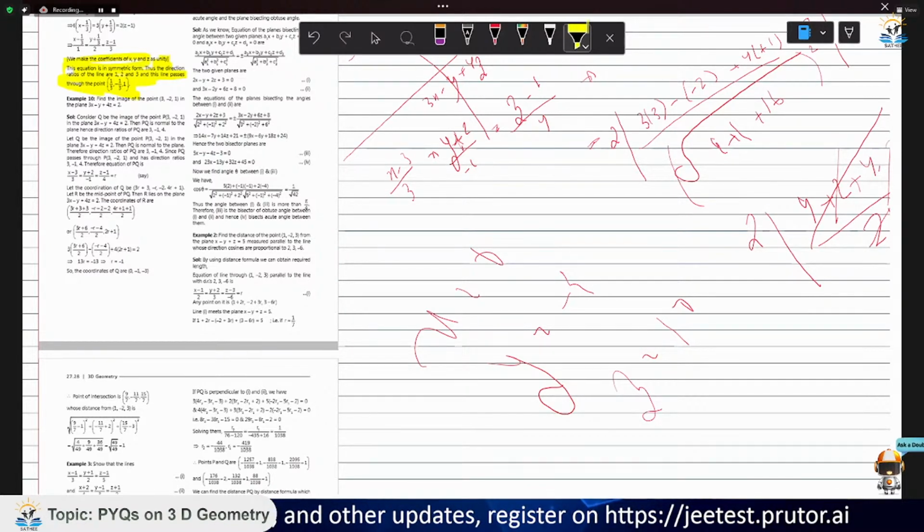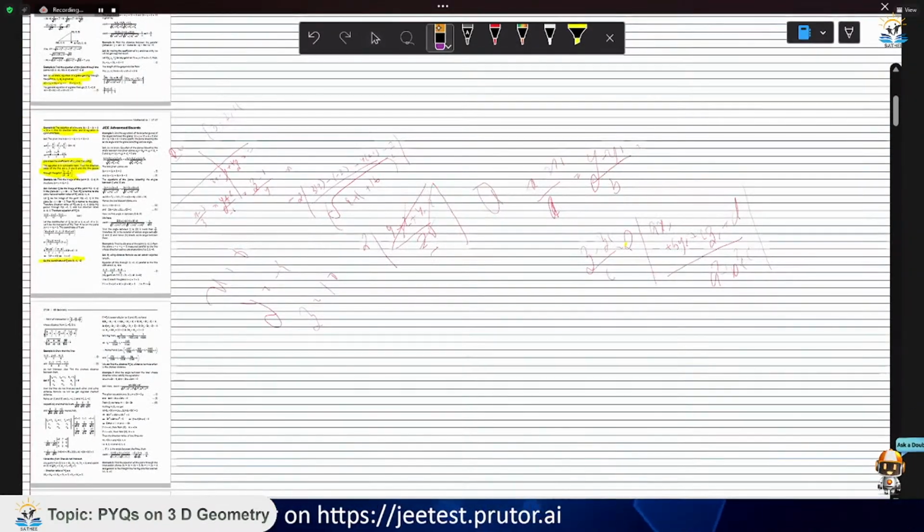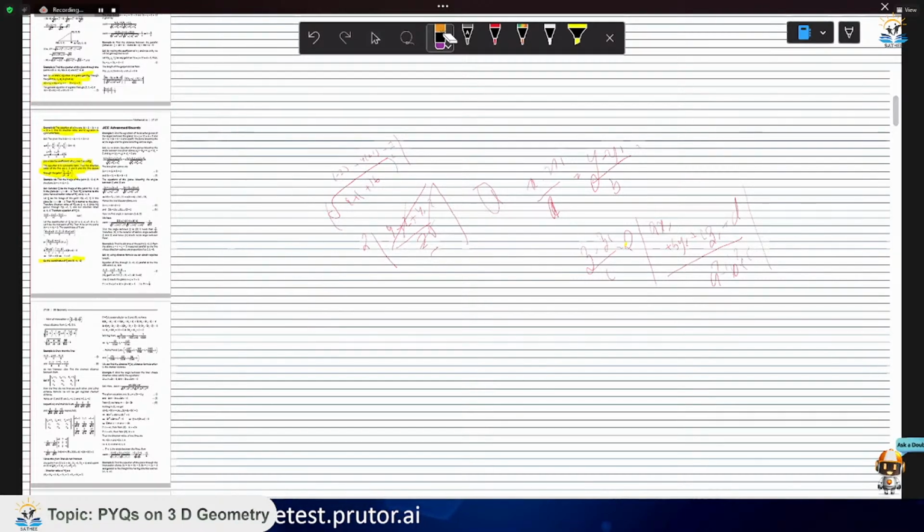Minus times of 2. Remember that there should be a minus times of 2. I made a mistake. I didn't take the minus part, so you have to take the minus part. So I hope you get the formula. I'll rewrite the formula if you want. Just give me a minute.